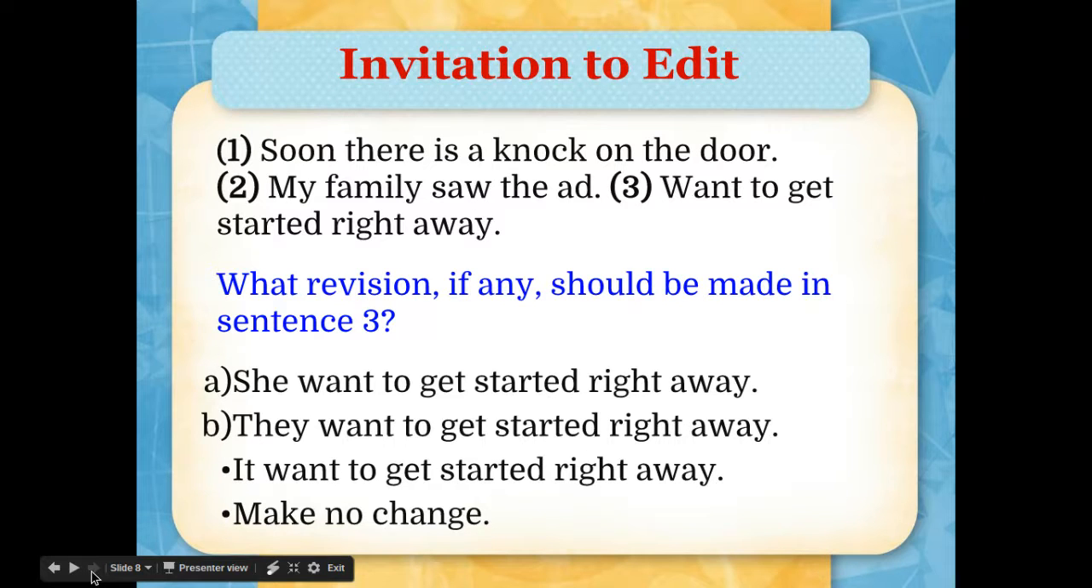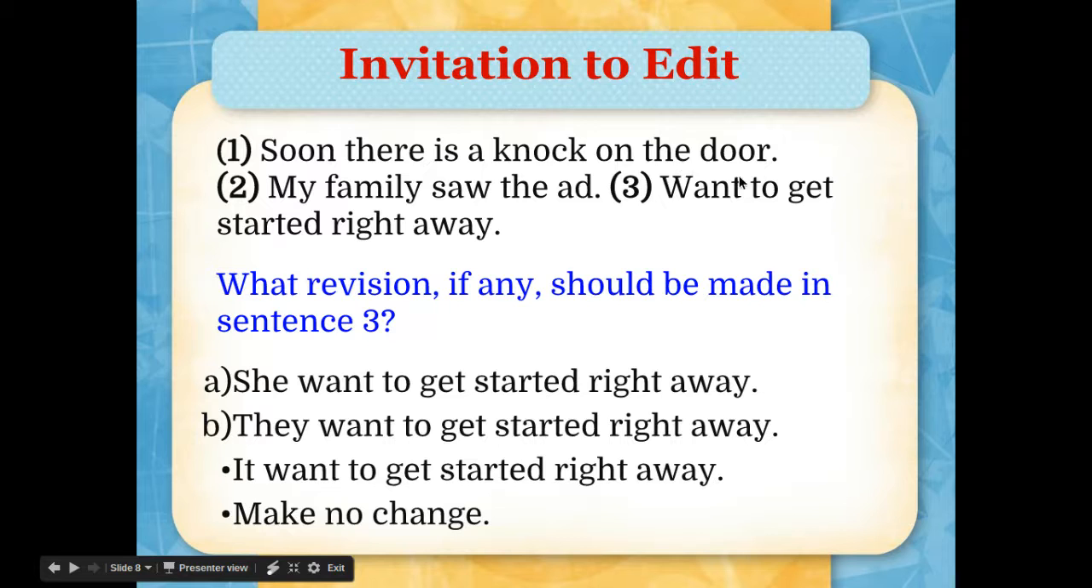Okay, take a minute. This one is: soon there's a knock on the door. My family saw the ad. Want to get started right away. What revision, if any, should be made in sentence 3? So sentence 3, want to get started right away. That is an incomplete sentence. It doesn't have a naming part, right? So is it A, she wanted to get started right away, or B, they want to get started right away, or C, I want to get started right away, or D, make no change.